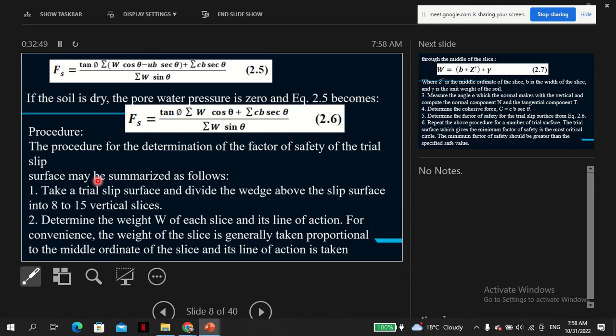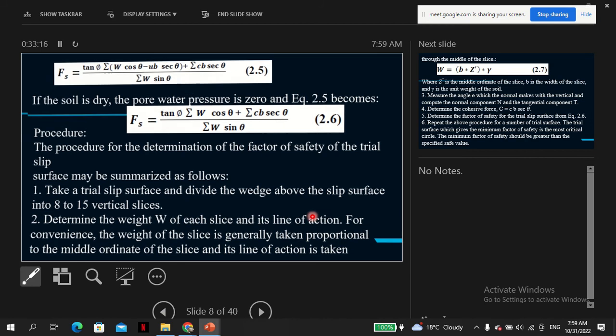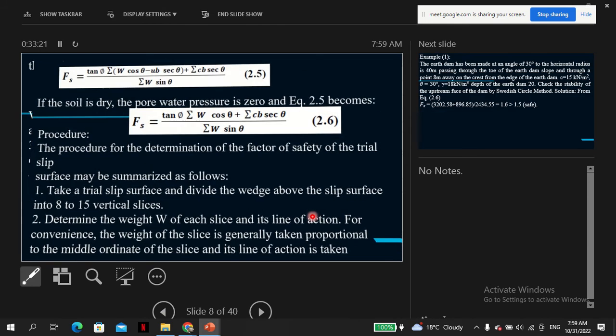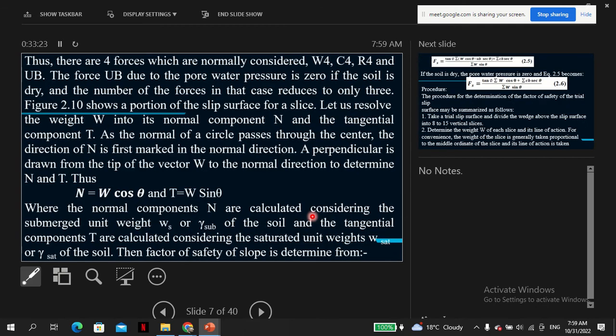That will be left to you to see, but the idea is the smaller the width of the slice, the more accurate is the factor of safety. So that would be up to you. Determine the weight of each slice and its line of action. For convenience, the weight of the slice is generally taken proportional to the middle ordinate of the slice, and its line of action is taken through the middle of the slice. So these are just some pointers.